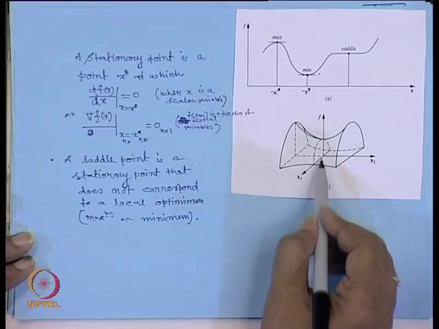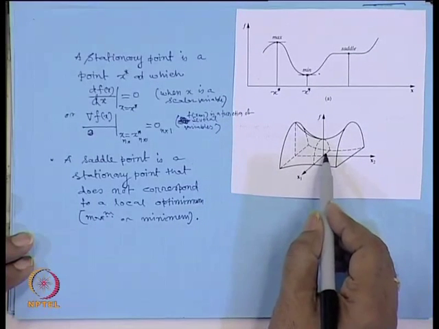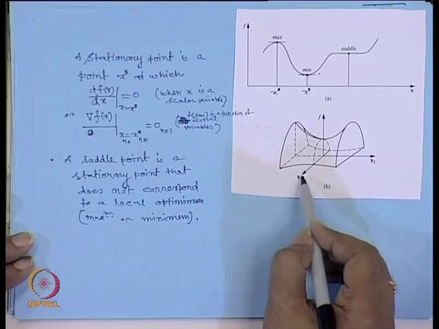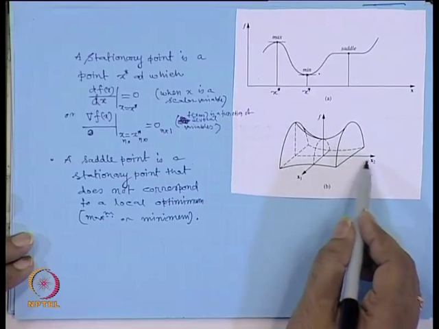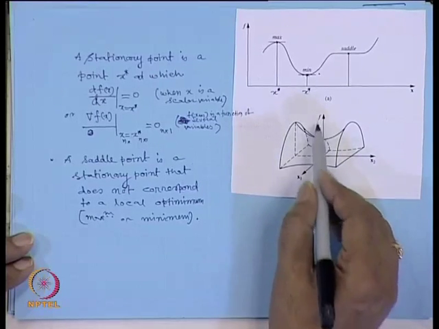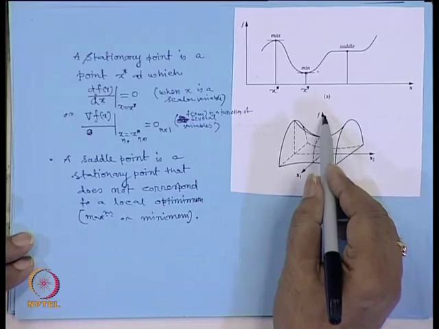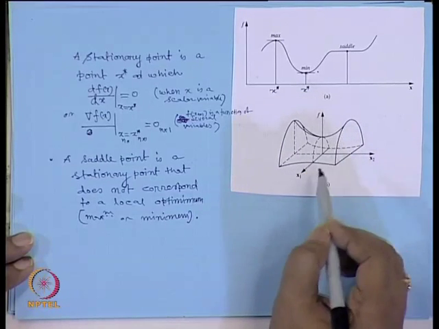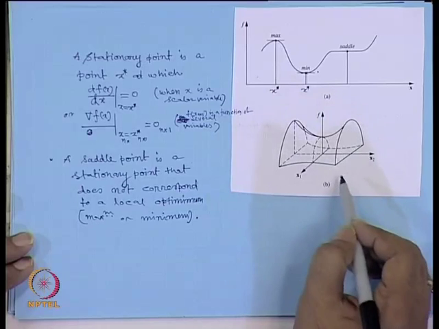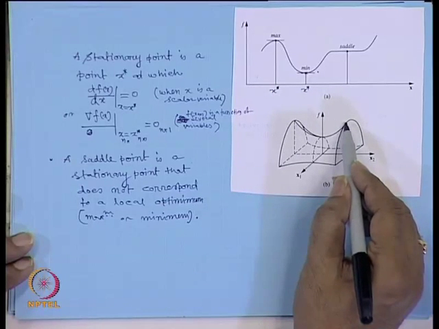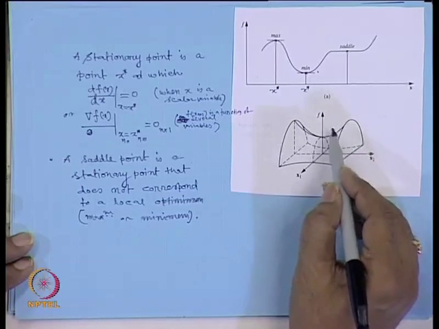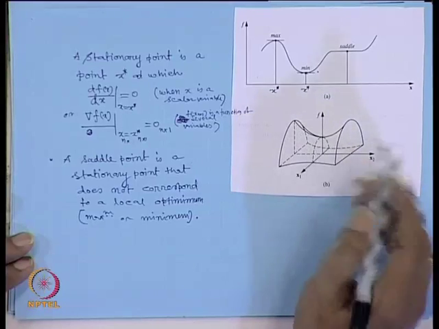So, this figure shows that this function f is a function of x 1 and x 2, and the function value we have plotted in the z direction, and this is the function shown. So, you see it has a maximum value here and here, and a minimum value here.